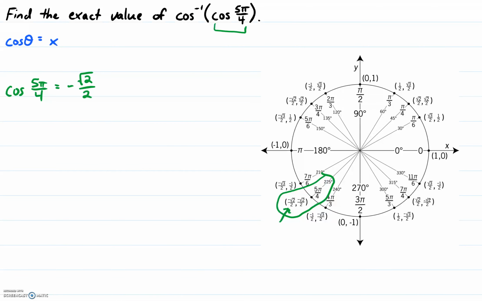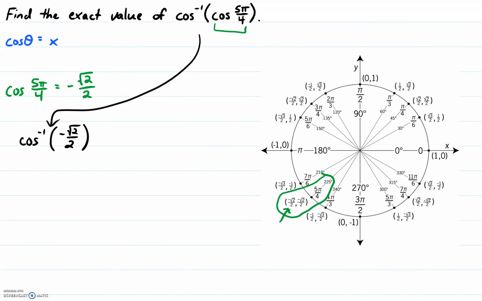And so anywhere we see the cosine of 5 pi over 4, we can put negative square root of 2 over 2 in its place. And so now let's bring this original problem down, and instead of saying the cosine inverse of the cosine of 5 pi over 4, let's now write it as the cosine inverse of negative square root of 2 over 2. And so now the problem is a little bit less complicated. Now it breaks down to just finding the exact value of a cosine inverse.